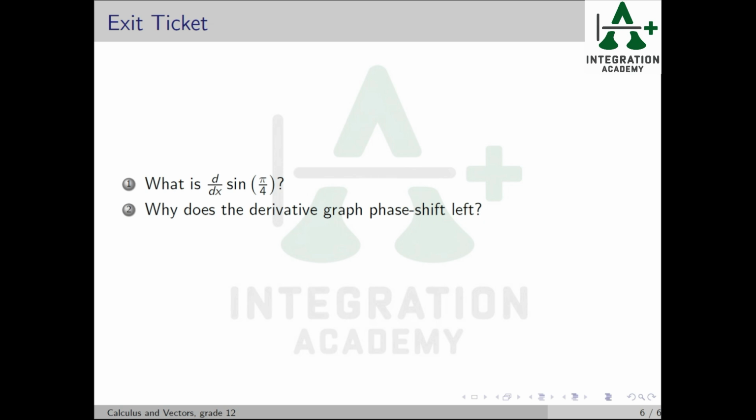In your homework, practice finding derivatives of sine and cosine. Next time, we'll explore the proof in more depth.